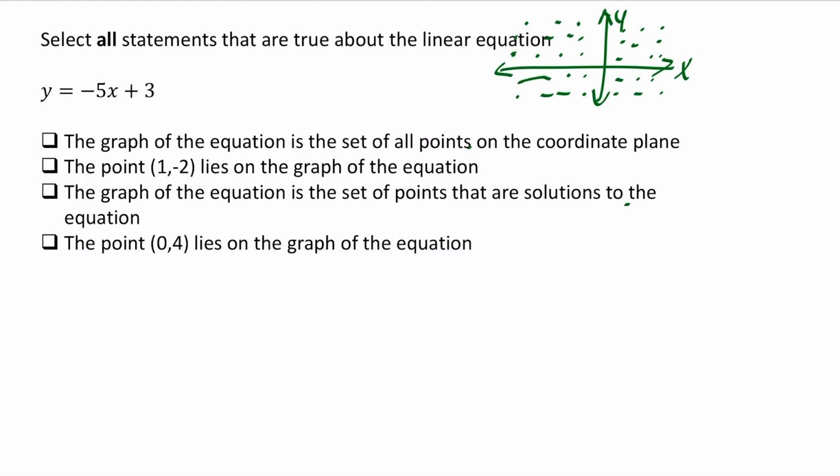Well, that's not what the graph looks like. So we know that this is not true, right? Because this is the equation of a line. This is in y equals mx plus b form. So we know that the graph will be a line.